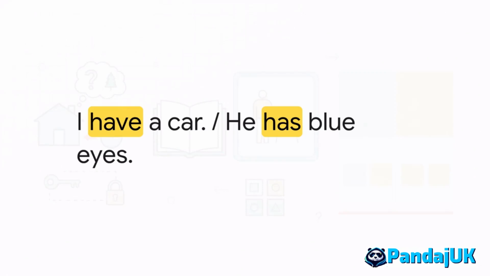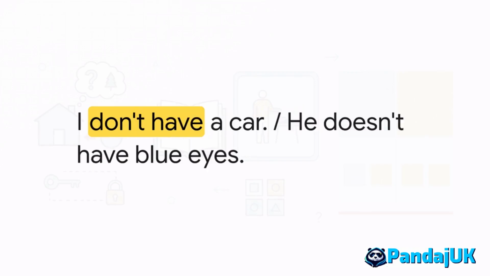Let's look at some positive examples. First, I have a car. Second, he has blue eyes. Notice the difference there? I have, he has. To make these sentences negative, we add a new word. I don't have a car, and he doesn't have blue eyes. So for I, you, we, they, we use don't. For he, she, it, we use doesn't.